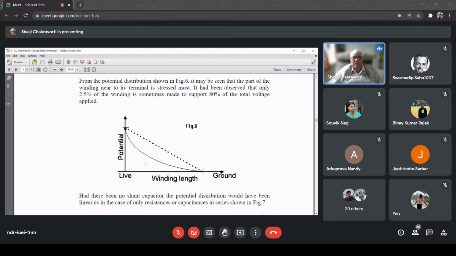For example, in this curve, if you take any vertical line somewhere here, and on the x-axis, remember, this is winding length starting from the live terminal on the left side. So if I take 20% of the winding length on the x-axis, and then find out the potential difference, you will be surprised that sometimes it becomes 80% in some of the transformers, which means that the initial discs or initial layers of the transformer winding have to withstand a much higher voltage compared to those parts which are nearing the ground terminal. This is true for high frequency operation.